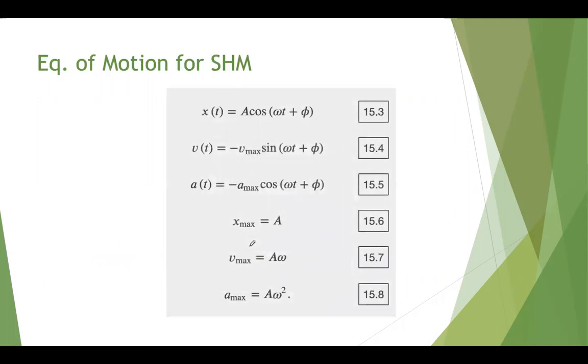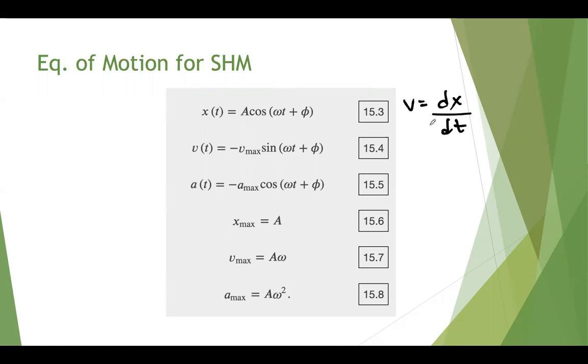Okay, whoops. So I wanted to talk about the equations of motion for the simple harmonic motion. Now, I was going to derive these for you. So we start with x of t, okay, and that equals A cosine omega t plus our phase shift. Now, from this, we can take our derivative, right? So if we want to find the velocity, our velocity is just equal to dx dt, right?